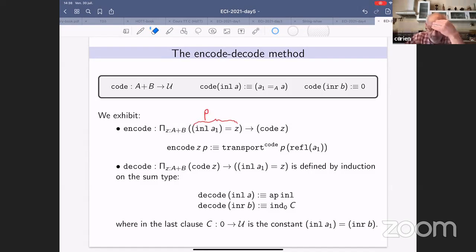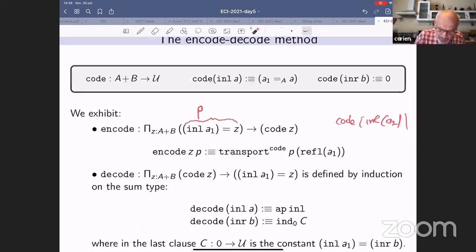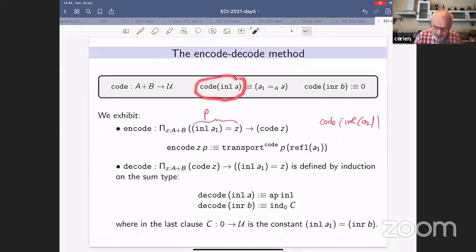transport with respect to code. So the idea is that we want to transport some person who is in code of inl A1. Okay, so we want to find somebody who is in code of inl A1. But what is code of inl A1? Here it's written. Code of inl A1 is the type A1 equals A1, and refl A1 is a very nice element in this type. So you see that this gives a correctly typed definition that goes in the correct type, and that is a very sensible way to define encode.